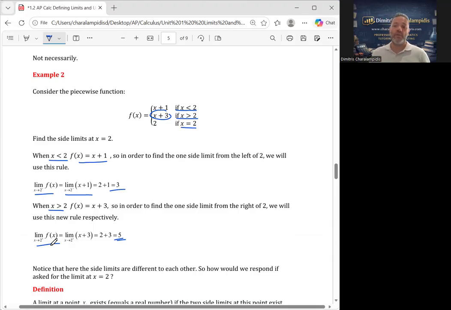So, how would we respond if asked for the limit at x equals 2? We would simply say that the limit at x equals 2 does not exist.